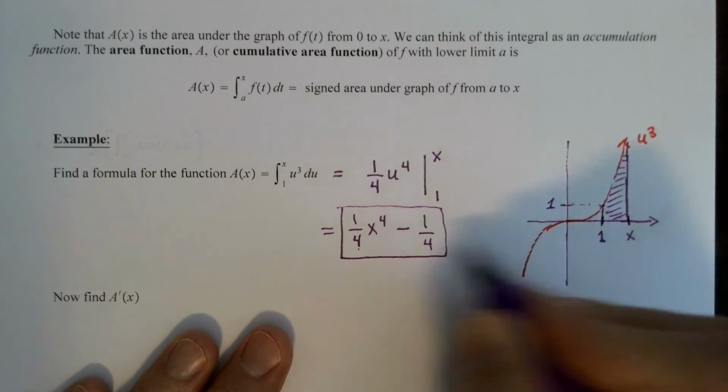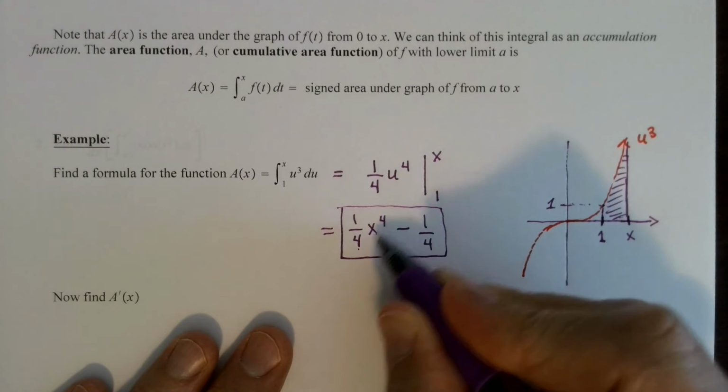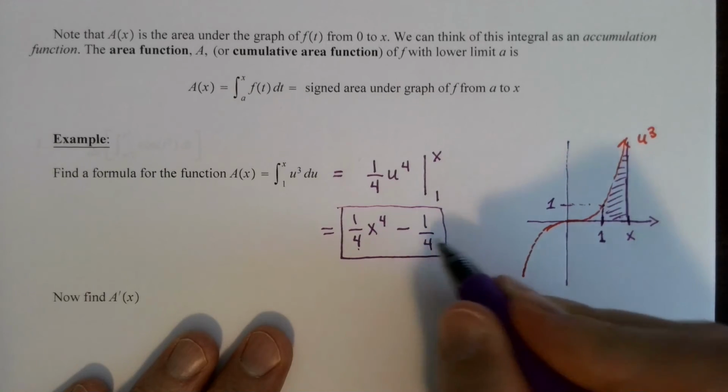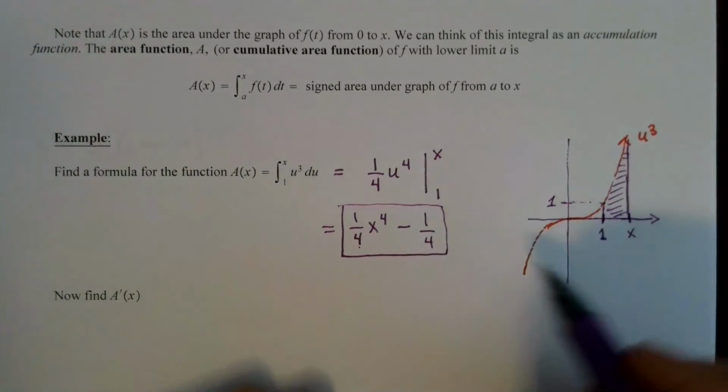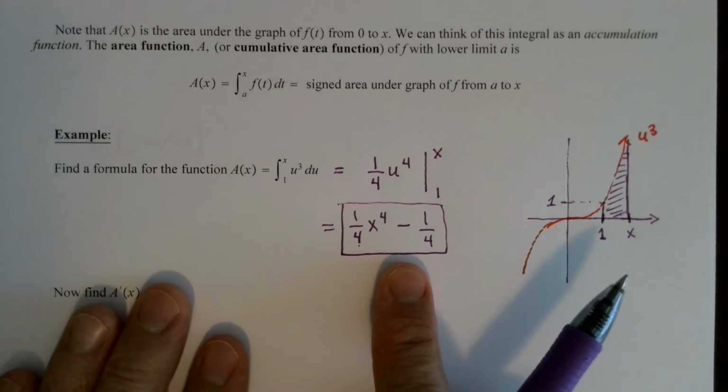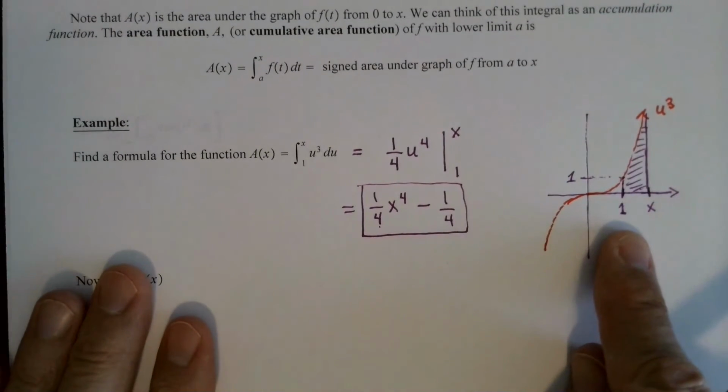So if x is, say, 2, I can plug in 2 and I get 2 to the 4th is 16. I get 1/4 of 16 is 4, minus 1/4. That's 3.75. So if x is 2, that area is 3.75. So that's a pretty neat thing. We can get a formula for that area.